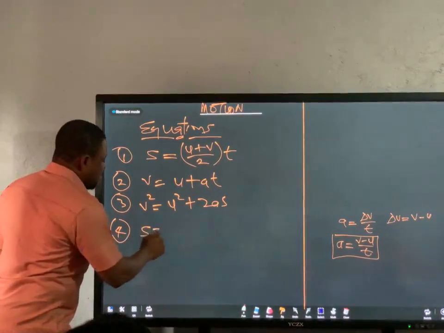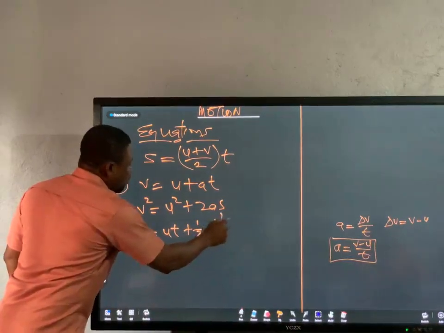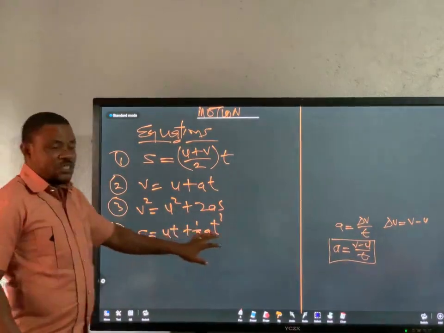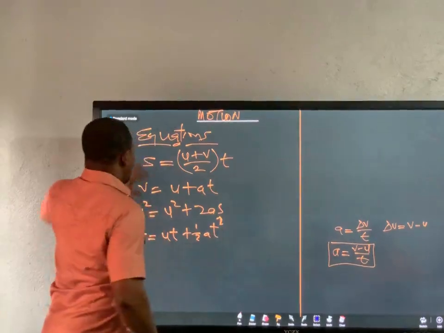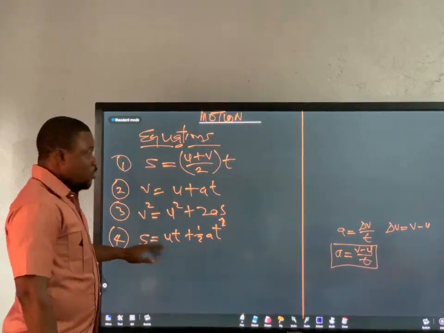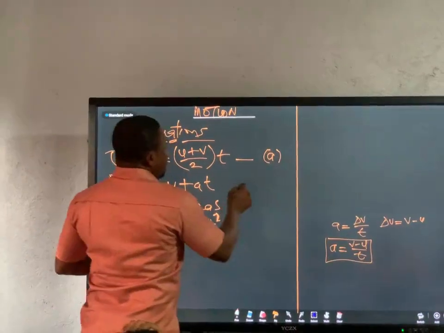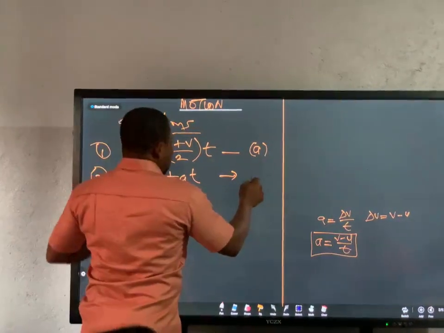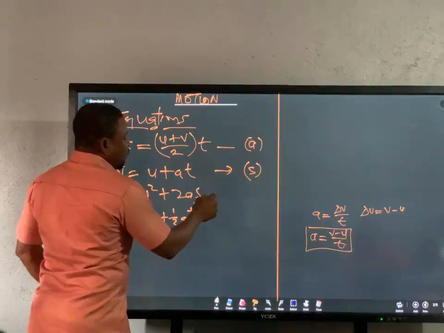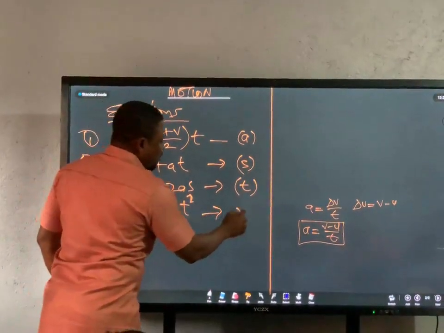For the fourth equation, we have s is equal to ut plus half at squared. Final velocity is not here. If you eliminate the final velocity from the first and second one, you get the fourth. So in the first one, what is missing? A is missing, acceleration. The second one is missing distance, that's s. The third one was missing time. And the last one is missing final velocity.